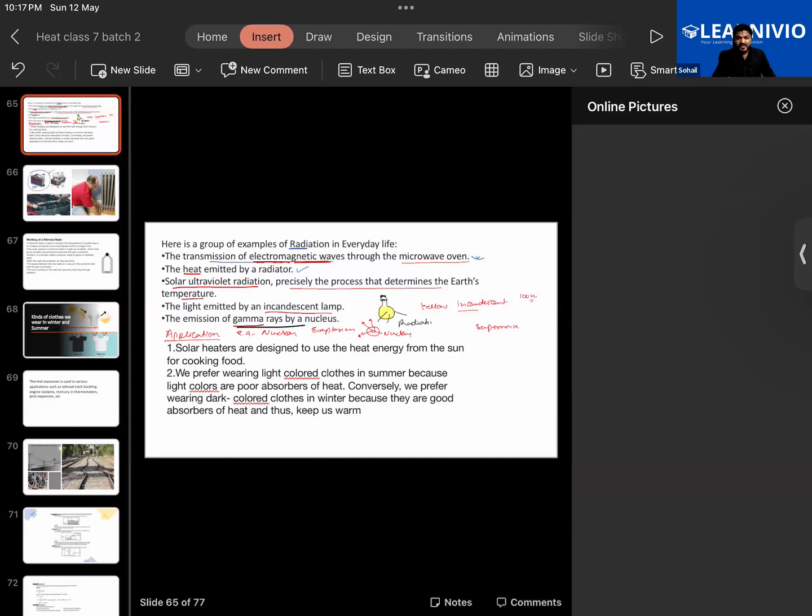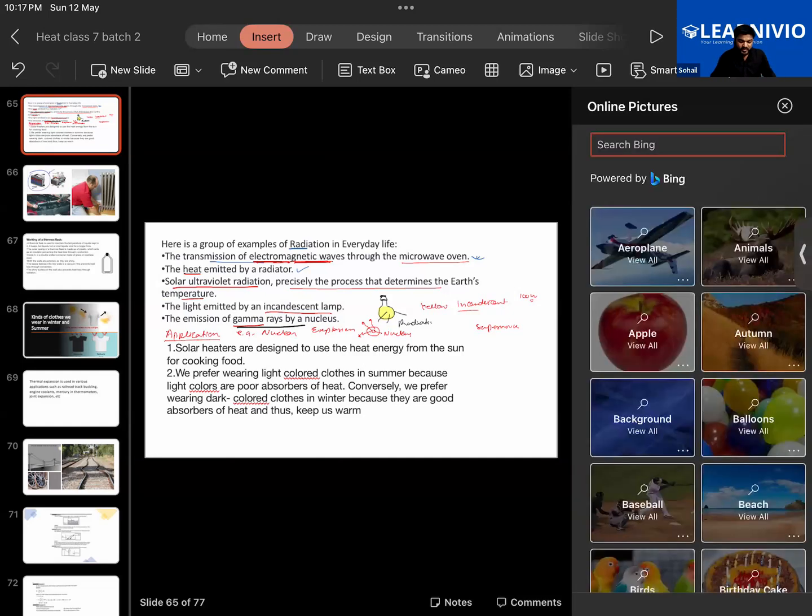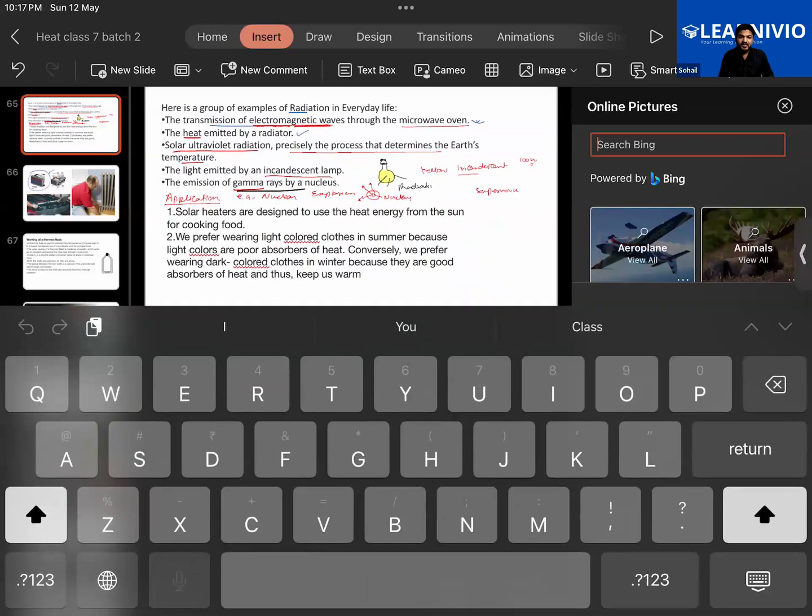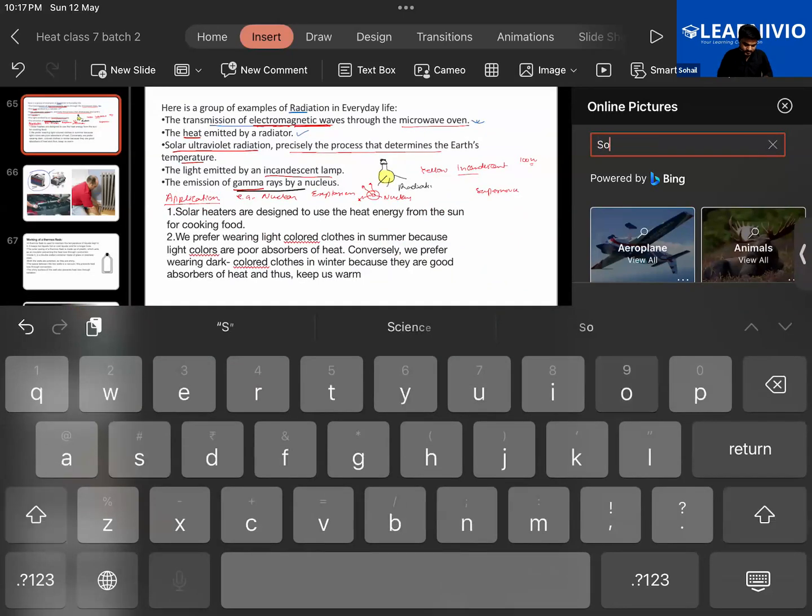Apart from that, you have one more practical application of radiation in your daily life. Like in the summer season, what kind of clothes would you prefer to wear? Light color or dark color? Light color clothes. Exactly.